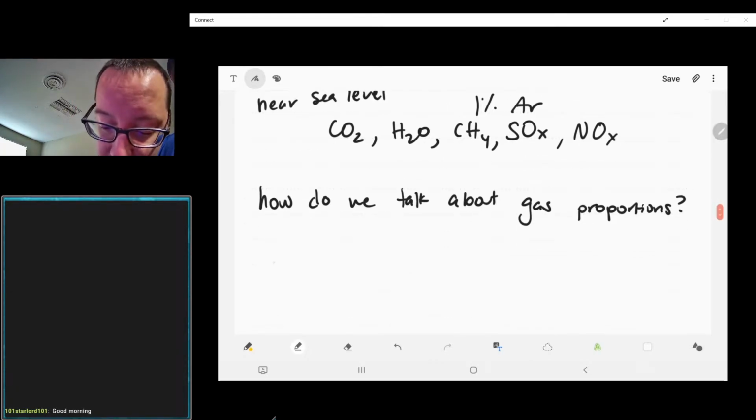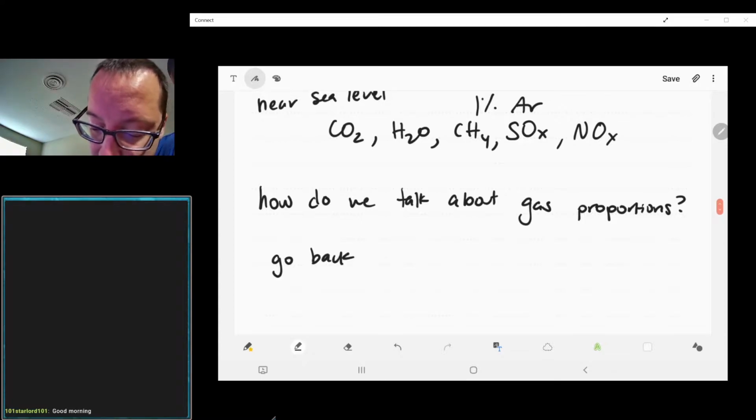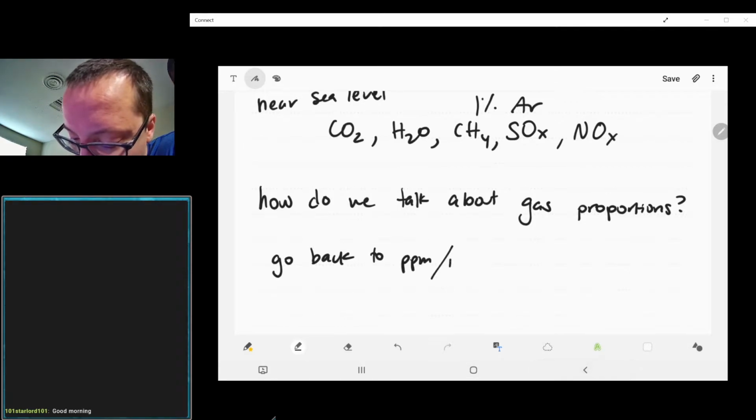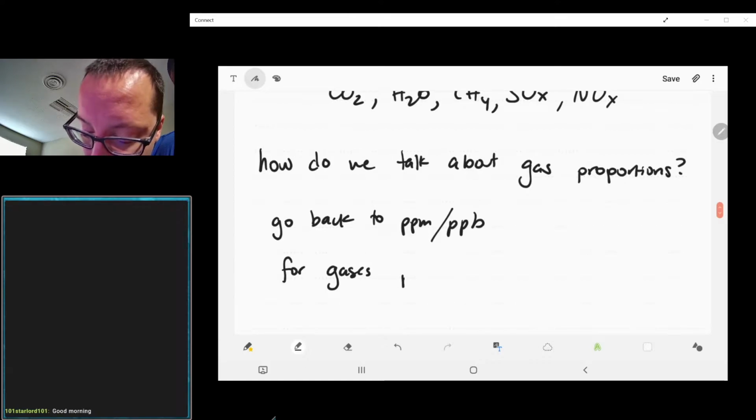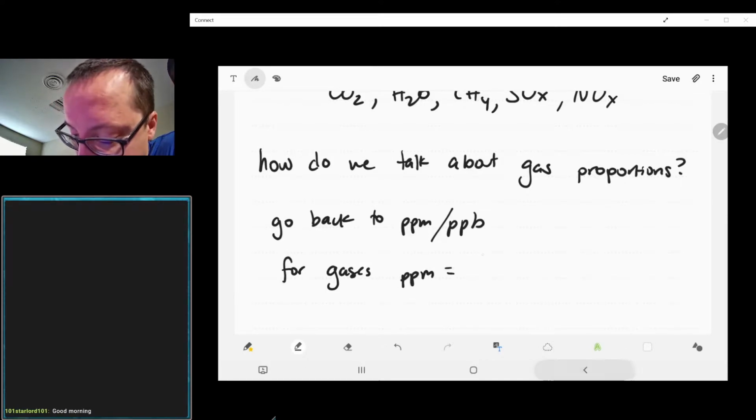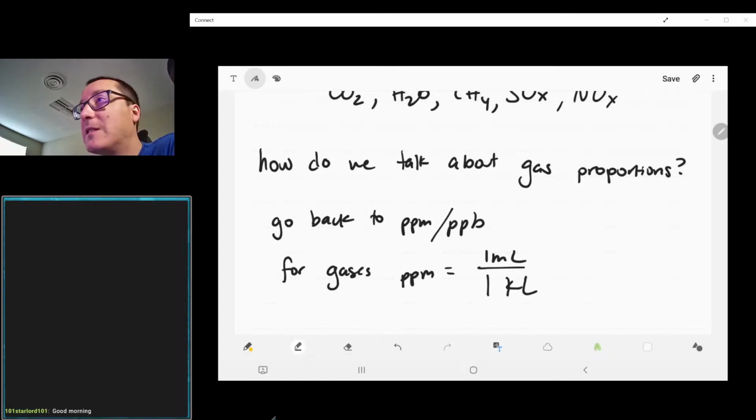And so we often go back to the unit of ppm, parts per million, or parts per billion. However, what's important to note here is that for gases, ppm is going to be 1 milliliter over a kiloliter. So we use a volume-based scale here. With solutions, we talked about mass of solute per mass of solution for our parts per million. For our gases, we're going to use a volume.